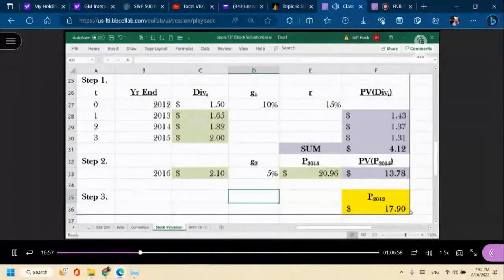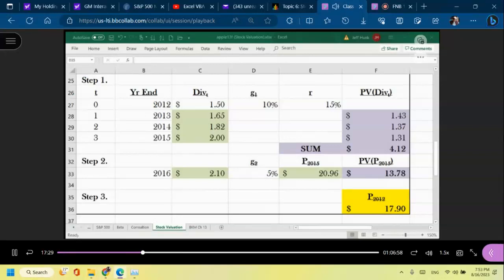So 17.90, that's to be exact, right? The book uses rounded numbers, so you get the rounded values. So let's see, 18. It gives you 17.93, but the exact one is 17.90. Okay. Now, so this is the third model.